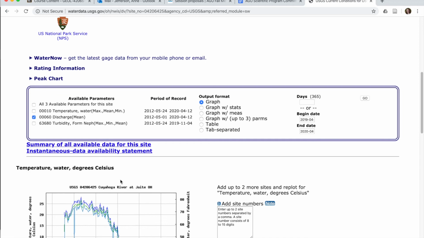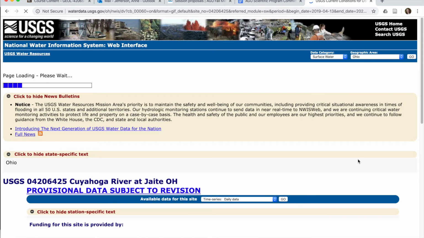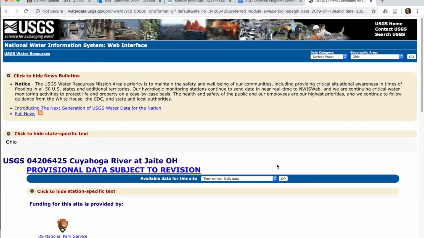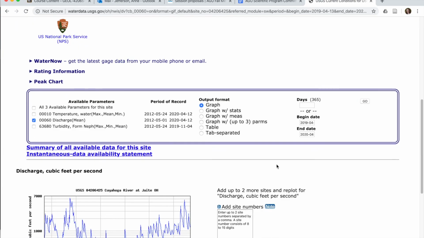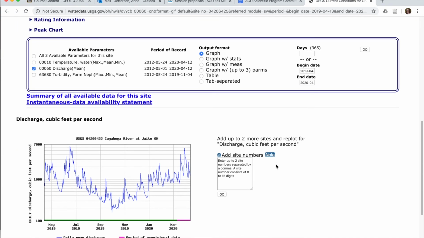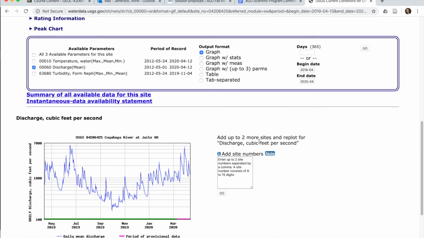And we can see, so let's just hit go and update that. So we're only looking at the discharge graph. Here is our discharge data for the past 365 days for the Cuyahoga River at JATE. So we can see it was pretty wet last spring, really wet last June. My goodness, it was wet. And then it finally dried out. But now we're heading back towards wet levels into the spring.